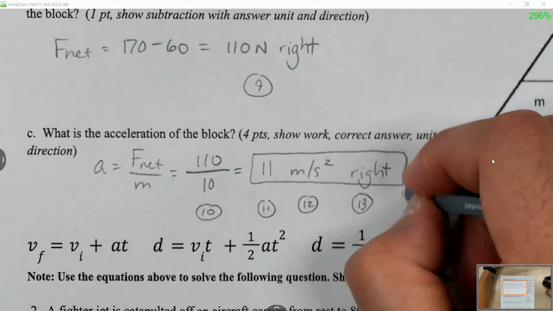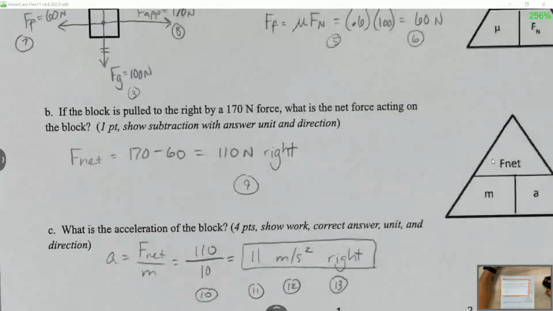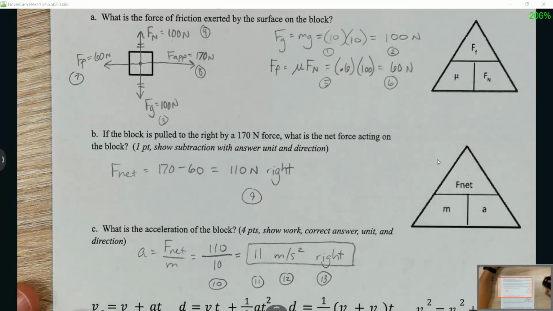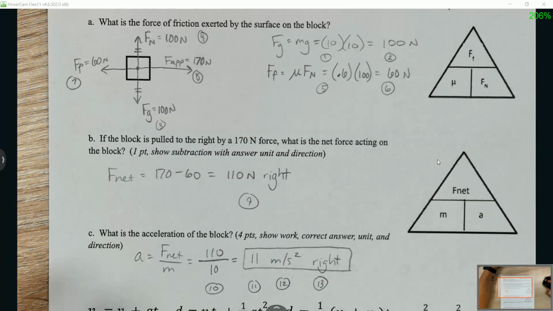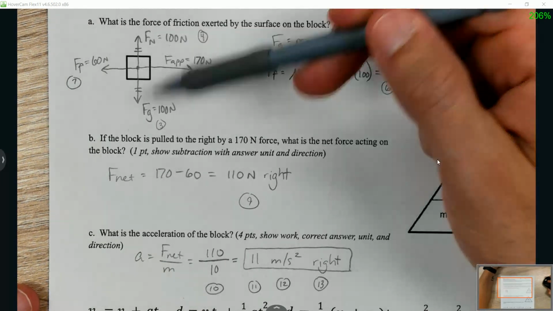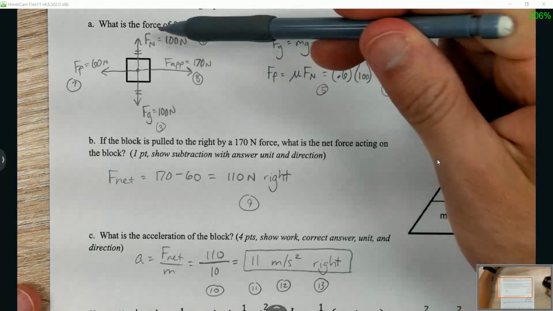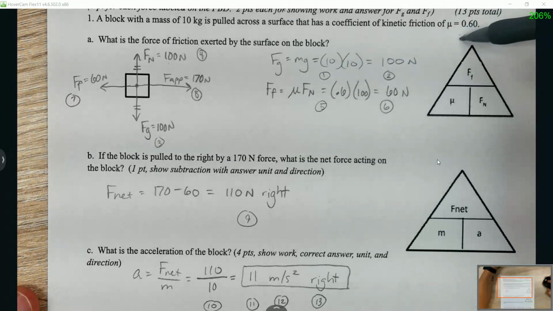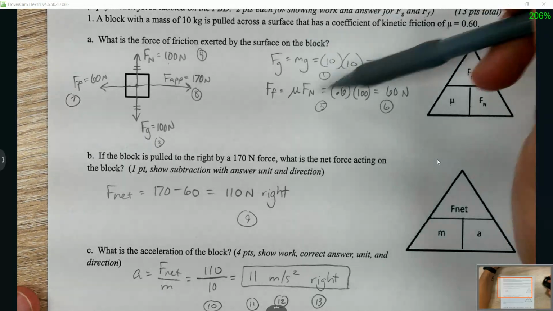All right, I'm pointing it out like this, guys, so if you don't get the full thing, you can get some partial credit here. So the first thing you're going to need to do is mass times gravity. Get that answer. Draw it down, draw it up. Take the upward force times the coefficient which you are given here. Get that number, which is going to be your friction force.